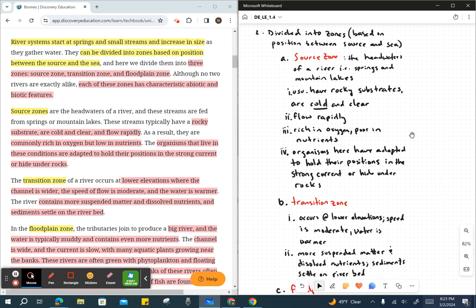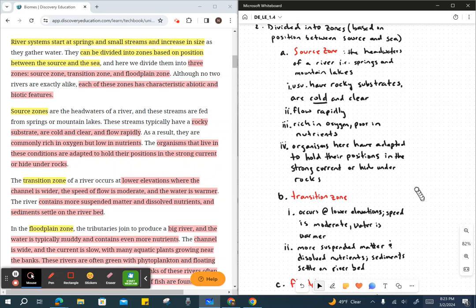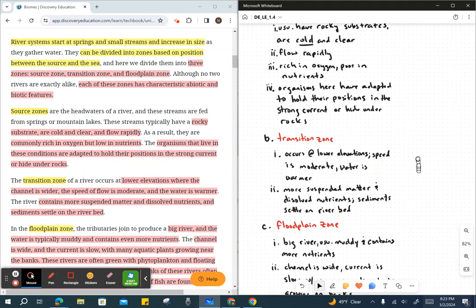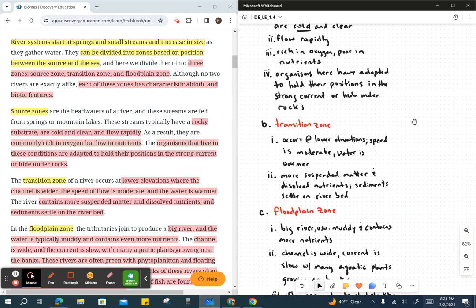Because of all that disturbance, the water tends to be well oxygenated. It is poor in nutrients because it's just running over ground. There's really not a lot of life in the way of plants and animals in there, so it tends to be poor in nutrients. The organisms that do live here tend to hide under rocks, or they are adapted to keep their position in that fast moving water.